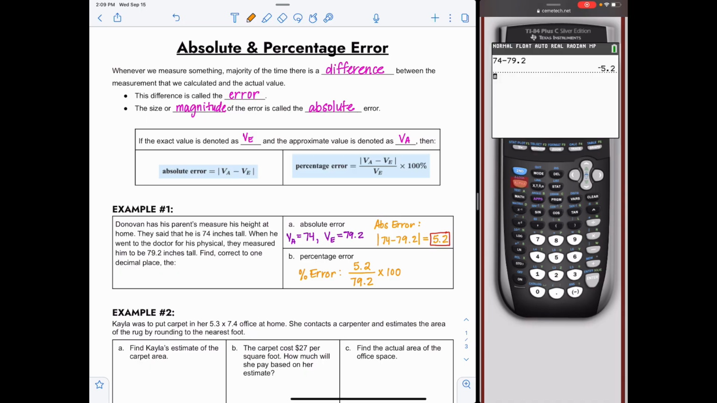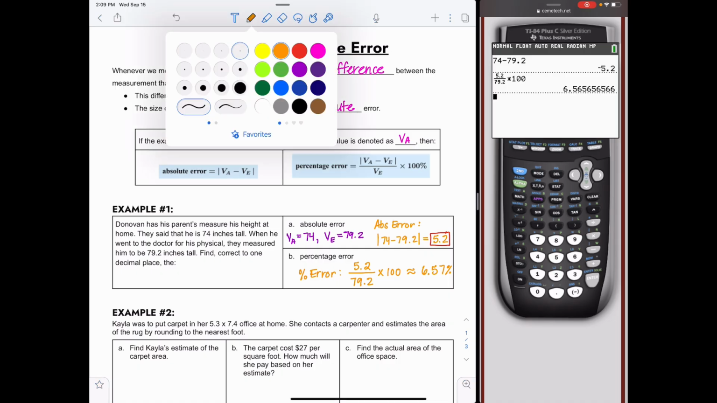So if we do that in the calculator, 5.2 divided by 79.2 times 100, we end up getting approximately, and I'm going to round my answer to 3 significant figures, 6.57%. That is my percentage error.